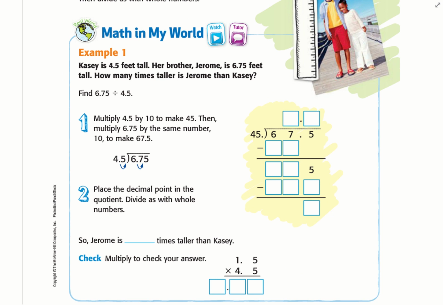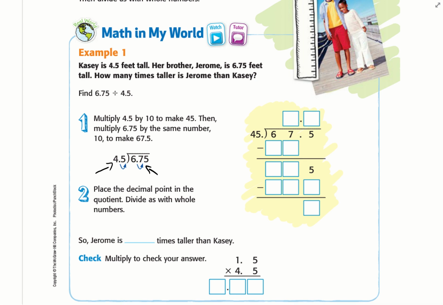So what we're going to do is take the divisor, 4.5, and change the divisor to a whole number. We're going to multiply it by 10. That way this will be a whole number. Now whatever I do to the divisor, I must do to the dividend. So I'm also going to multiply the dividend by 10.